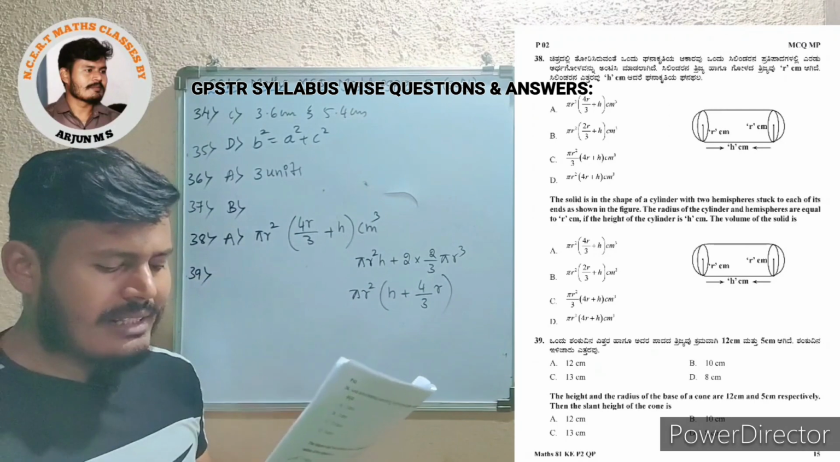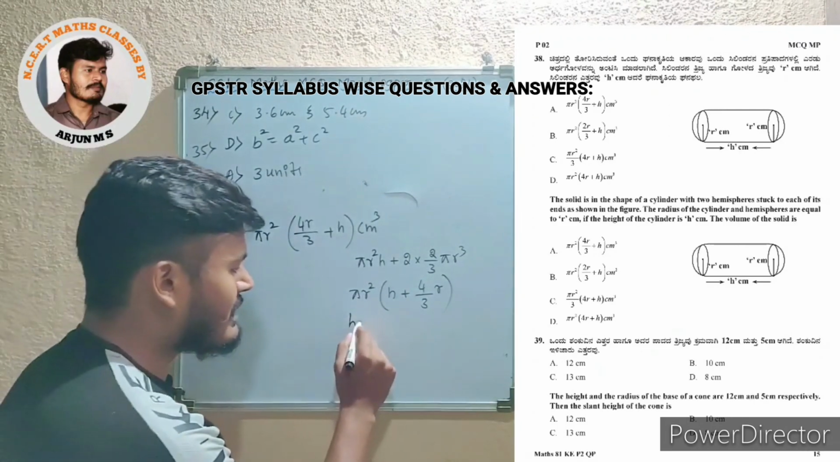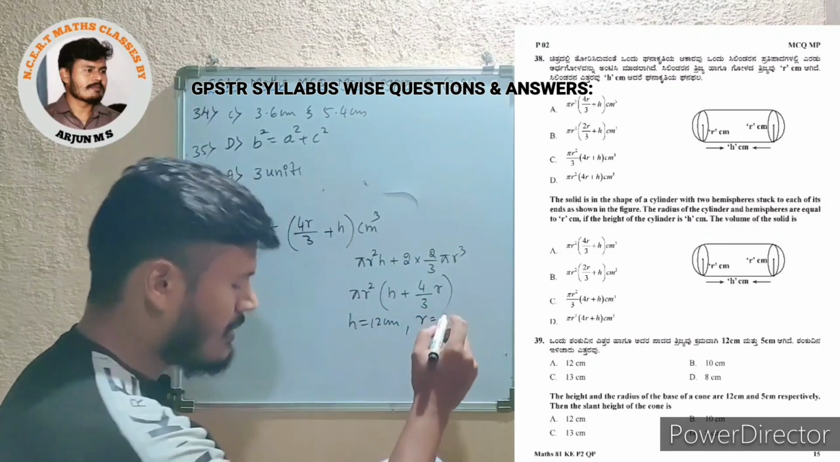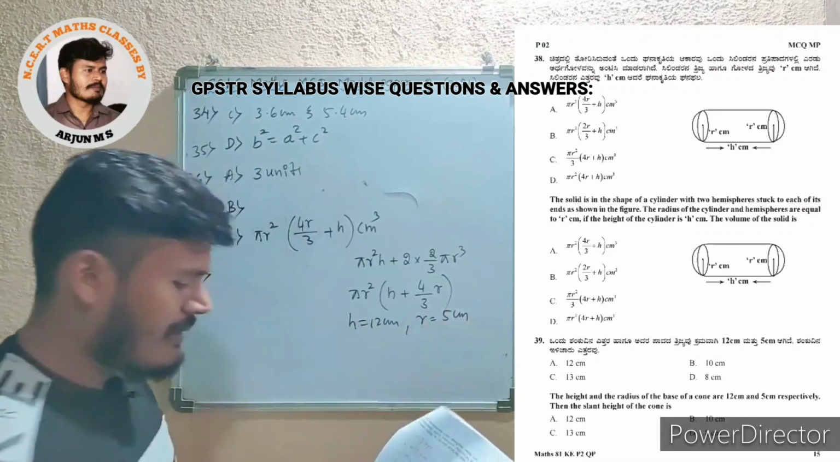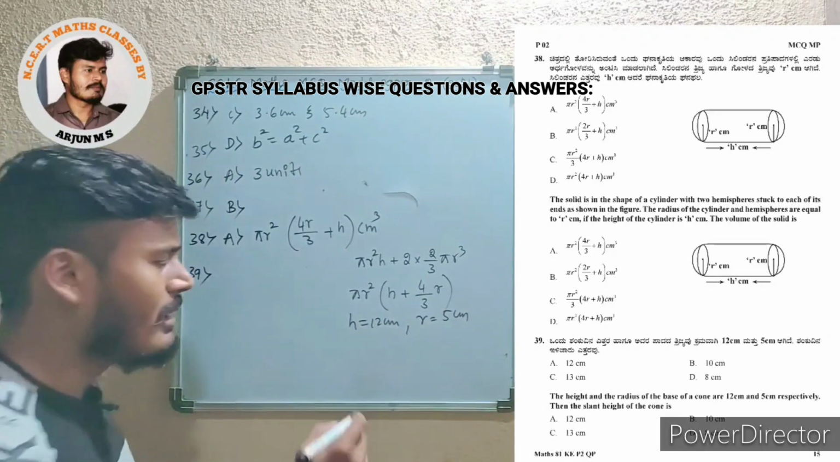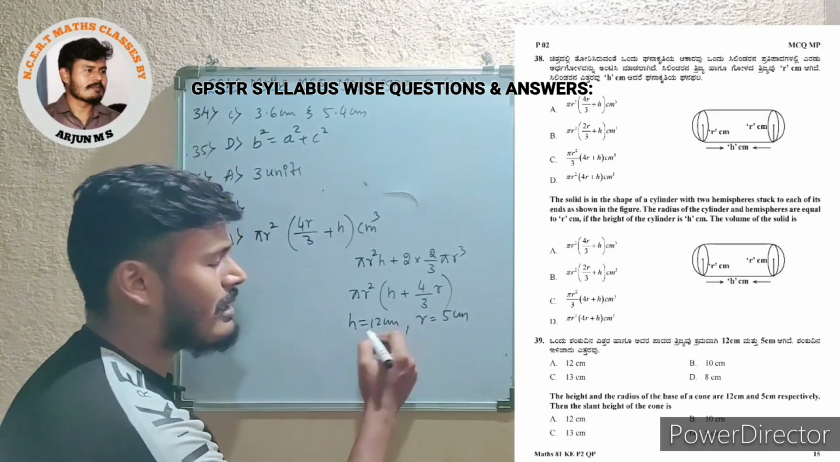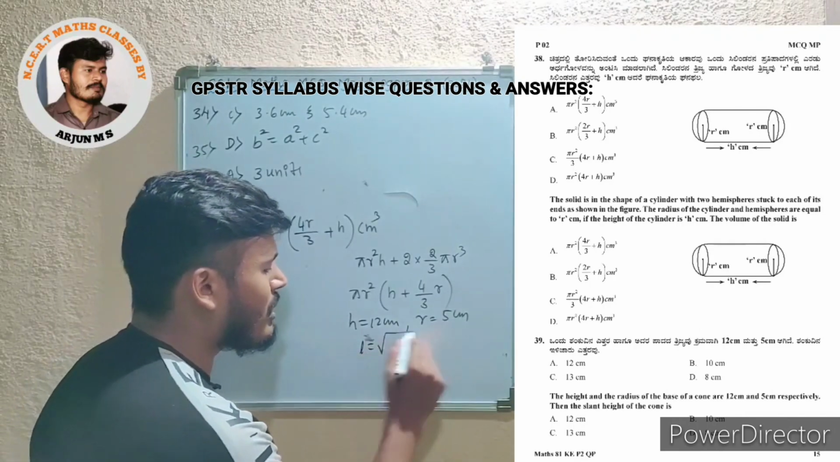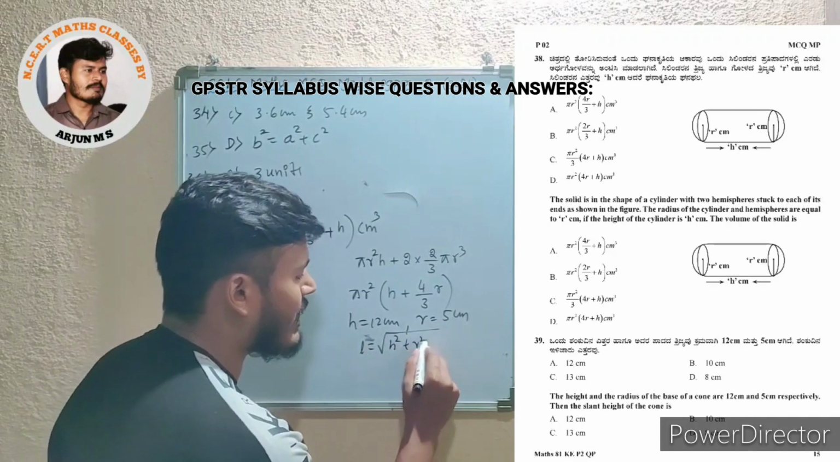So now moving on, 39th question. The height and the radius of the base of a cone, h is equal to 12 centimeter and r is equal to 5 centimeter respectively, then the slant height of the cone is, we have to find out the slant height here. The relation between the slant height, height and radius of the cone is L is equal to square root of h square plus r square, right?